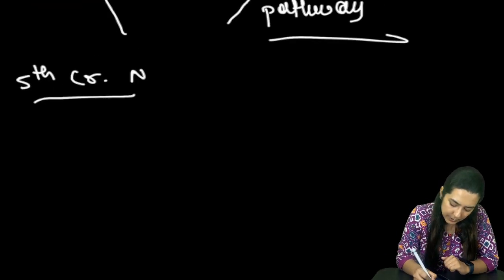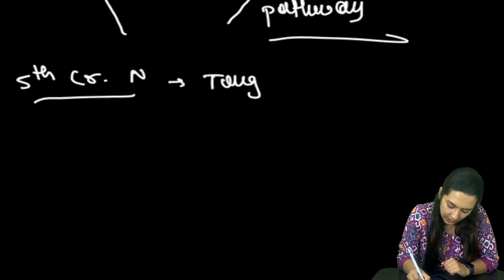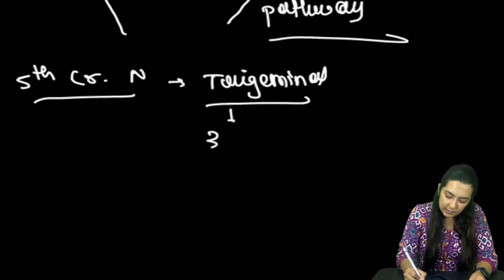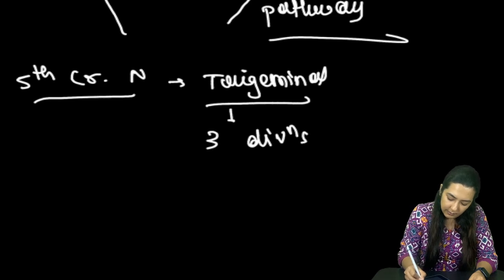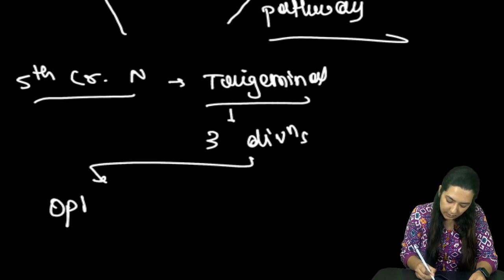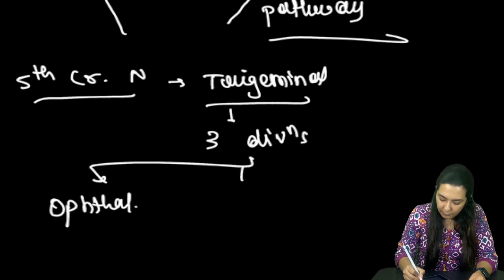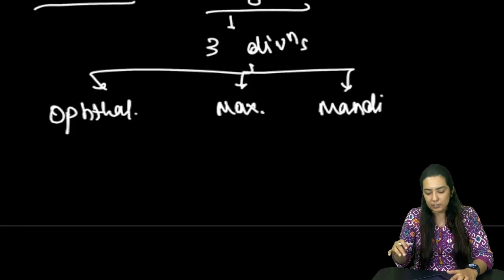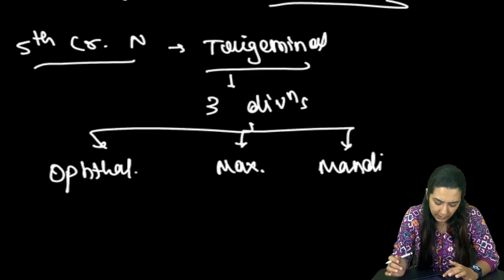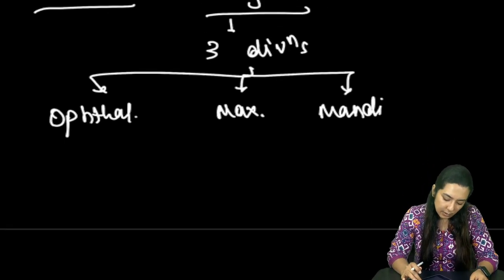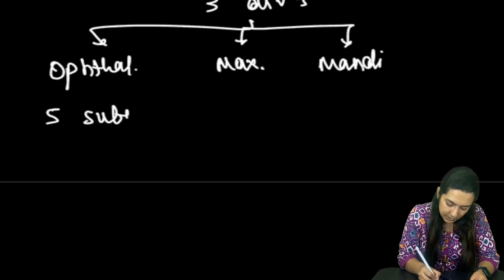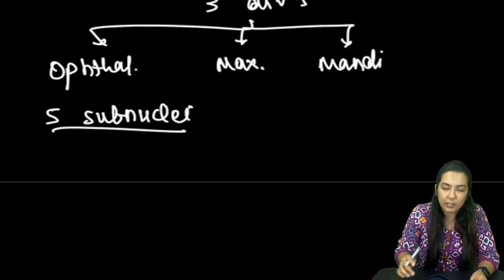Now, the fifth cranial nerve is also known as the trigeminal nerve. Why is it called the trigeminal nerve? Because it has three divisions: ophthalmic nerve, maxillary nerve, and mandibular nerve. It also has a ganglion, if you remember, the trigeminal ganglion, which is very important for trigeminal neuralgia. And it has subnuclei, which is very important to understand if you want to understand the lesions of the brainstem.